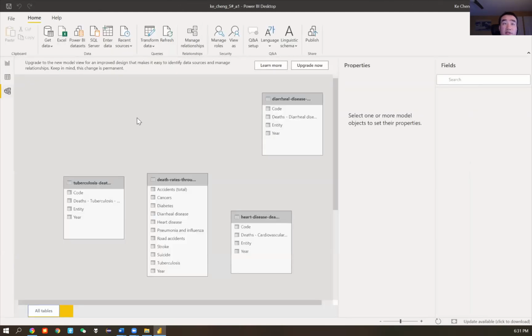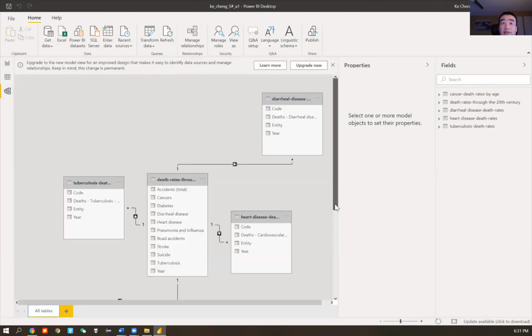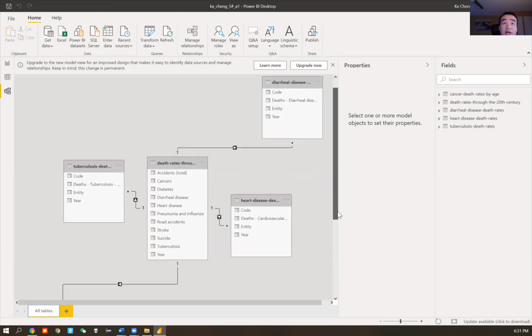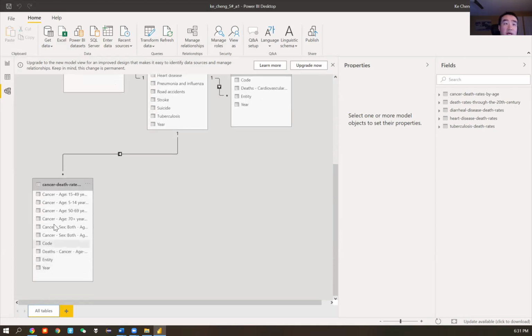The second step is the data modeling. I also finished this step in Power BI. We can see I added a main table named death rates through the 20th century. I also added 4 tables using the other 4 datasets, such as their health disease, heart disease, tuberculosis disease, and the cancers death rates.